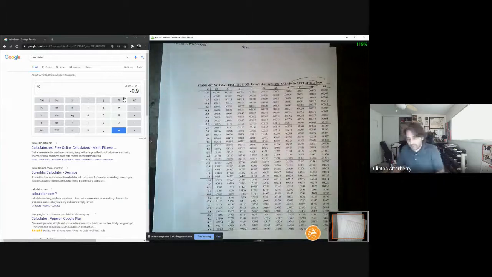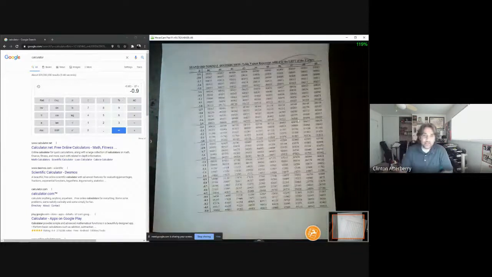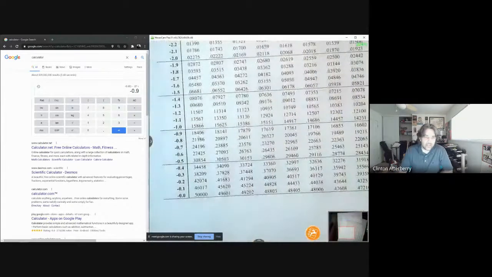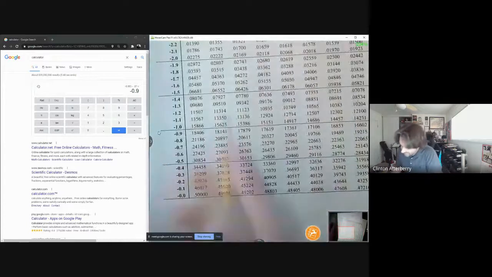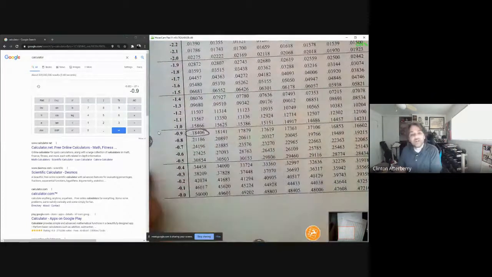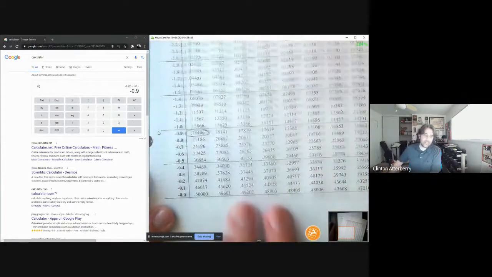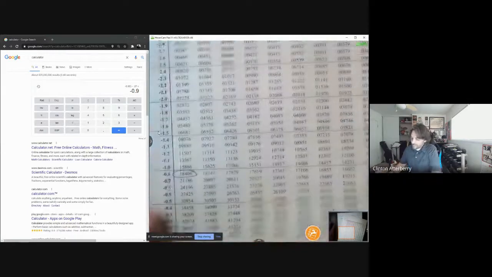It's kind of like moving from left to right as it fills it in. Anyways, negative 0.9. Let's look at that. So it's just right there. This value right here is what we're looking for, right? 0.18406.